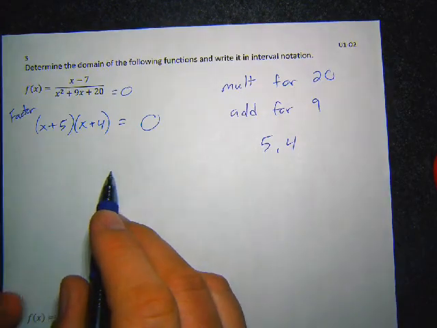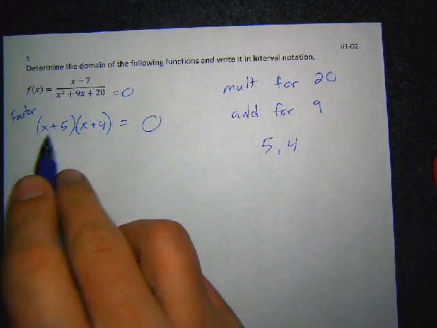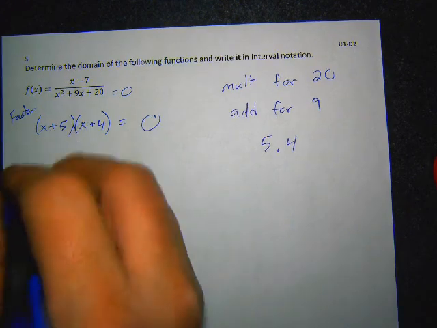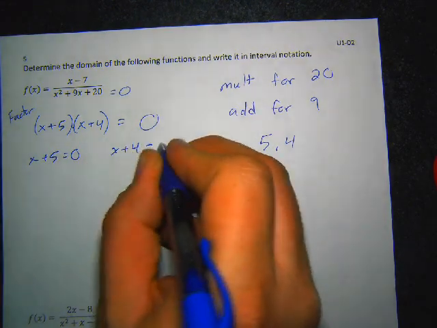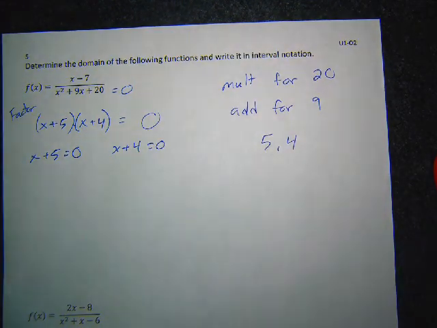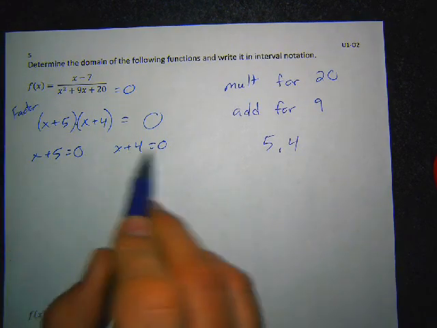We just factored this into this expression. We do that because of the rule that when you multiply and get 0, one of these two parts has to be 0. So either x plus 5 is 0, or x plus 4 is 0. One of those two things has to be true.